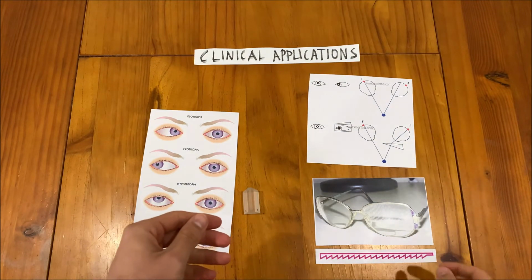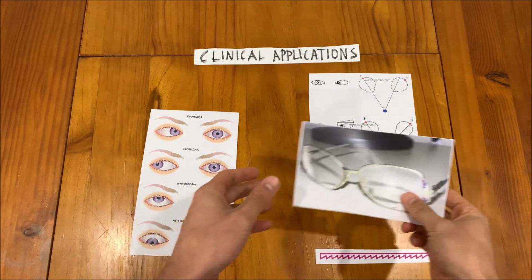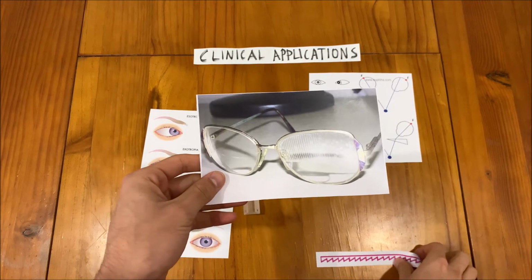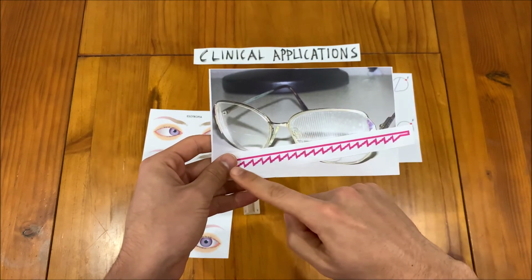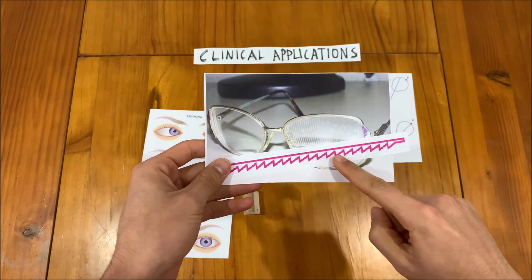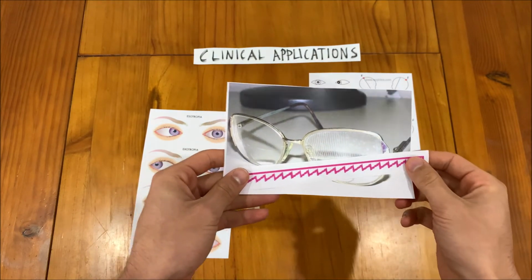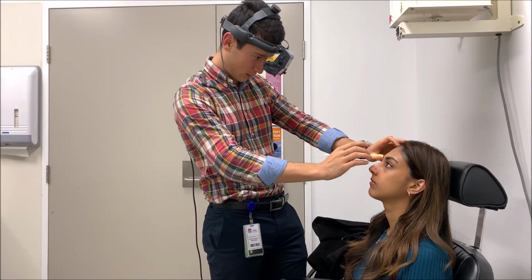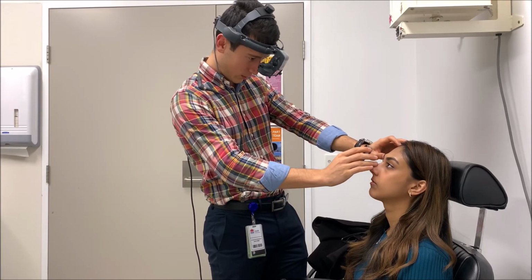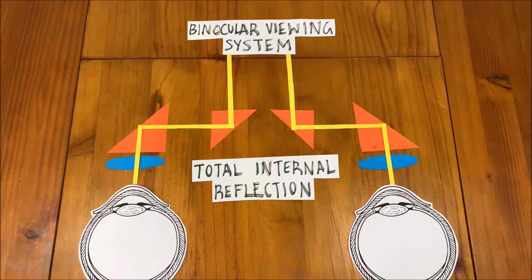Prisms are also used therapeutically in glasses, such as these Fresnel prisms, in which a cross-sectional view shows us how the angled surface is broken up into a series of much smaller prismatic surfaces at the same angle. Finally, prisms are utilized in ophthalmic instruments such as the binocular ophthalmoscope for their ability to exhibit total internal reflection.